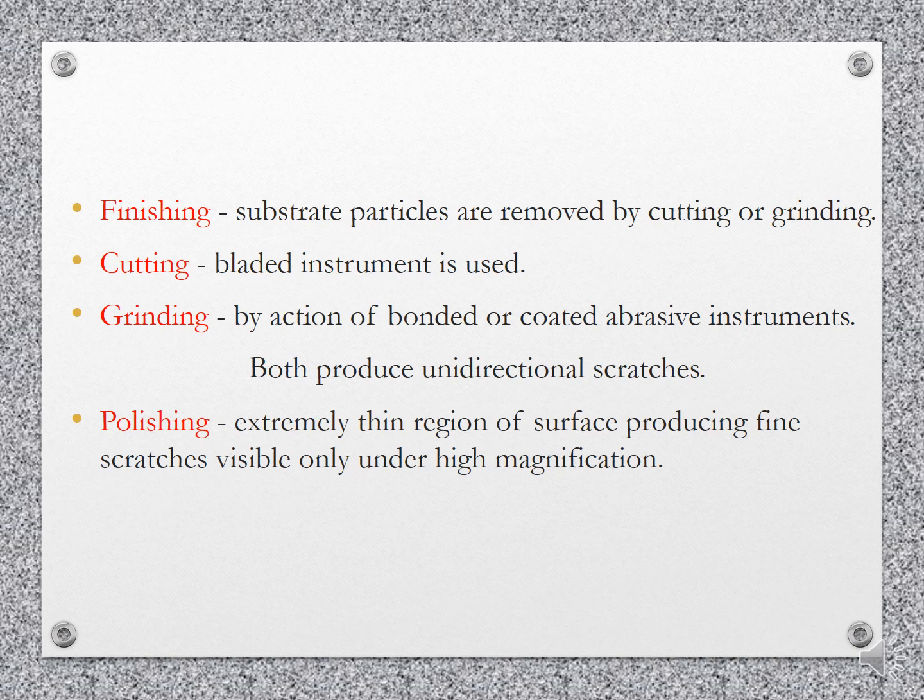In finishing, the substrate particles are removed by cutting or grinding. In cutting, a bladed instrument is used. Grinding is done by action of bonded or coated abrasive instruments. Both these procedures produce unidirectional scratches. Polishing acts on an extremely thin region of surface, producing fine scratches visible only under high magnification.